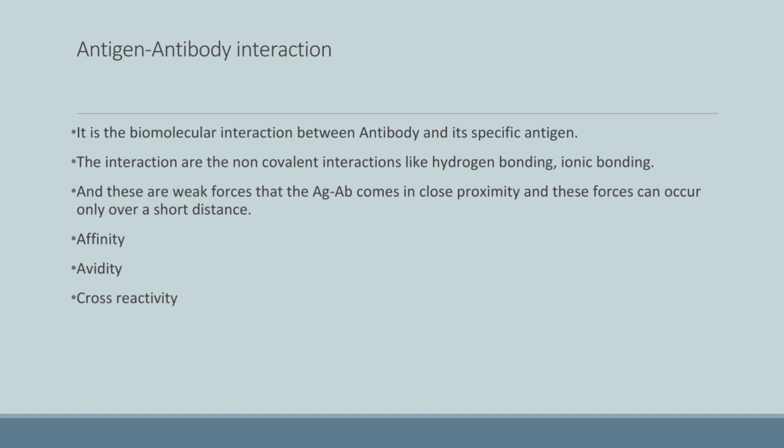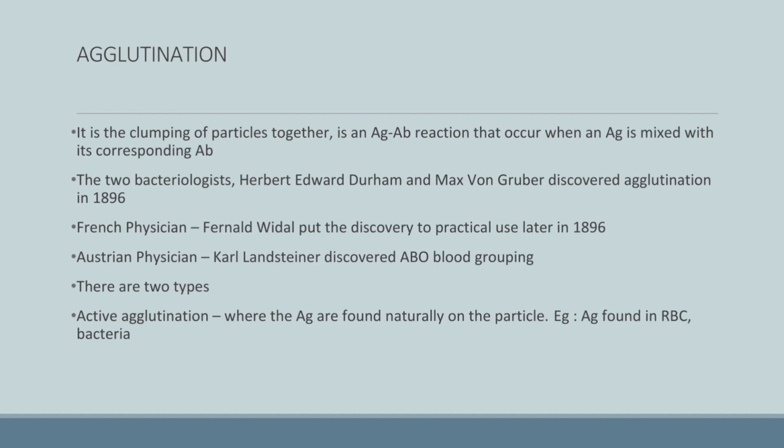So next one is cross reactivity. It is the ability of an antibody to react with similar epitopes on different antigens. Next one is agglutination. Agglutination is the clumping of particles together, and it is an antigen-antibody reaction that occurs when an antigen is mixed with its corresponding antibody.